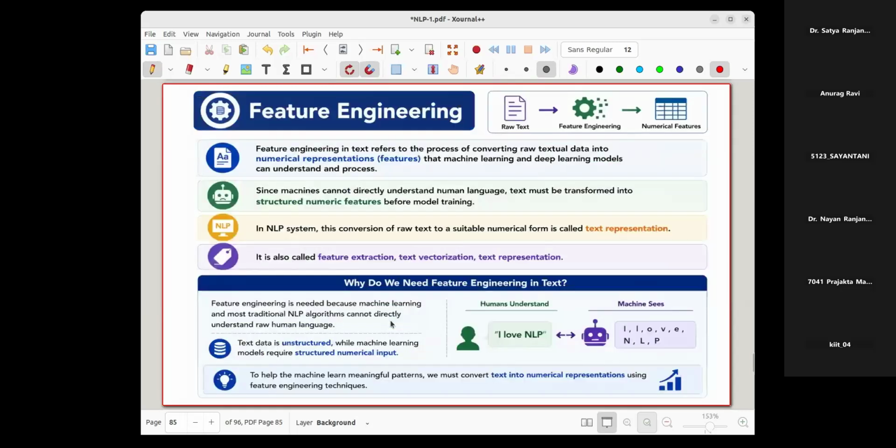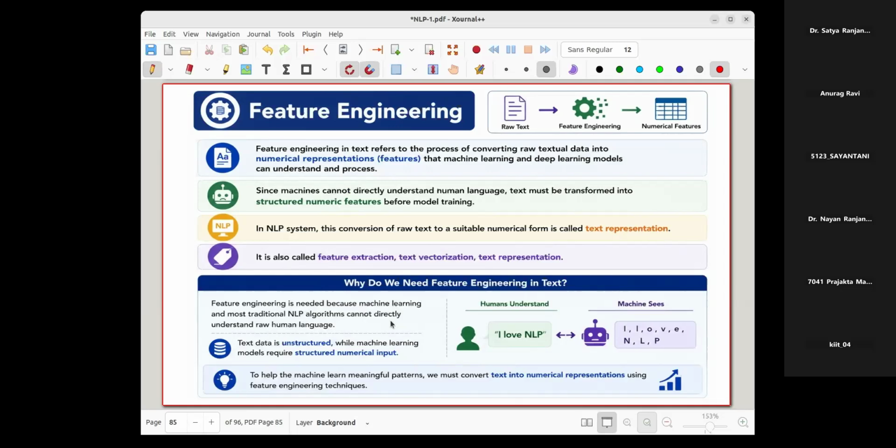Okay, so this is the next step in the NLP pipeline. When we are discussing the NLP pipeline, the first one is data acquisition, the second one is data cleaning, the third one is data pre-processing. So these three steps we have covered. Now we go for the feature engineering part. This is the fourth step in the NLP pipeline. Feature engineering is again a very important part of the NLP pipeline. Two things are very important.